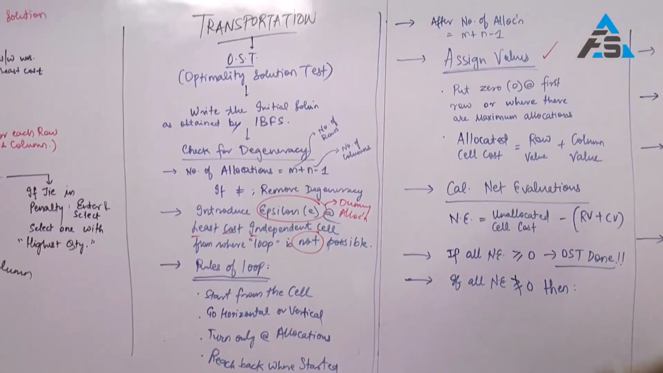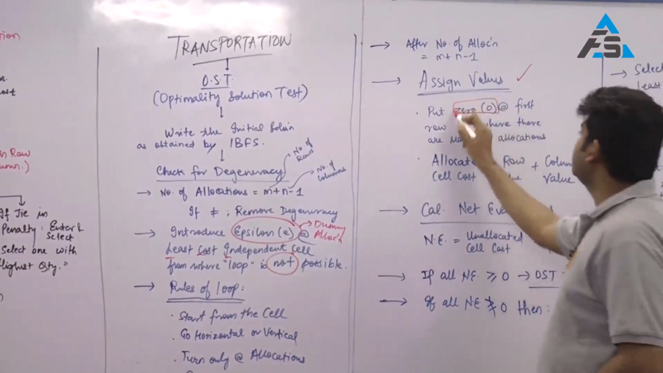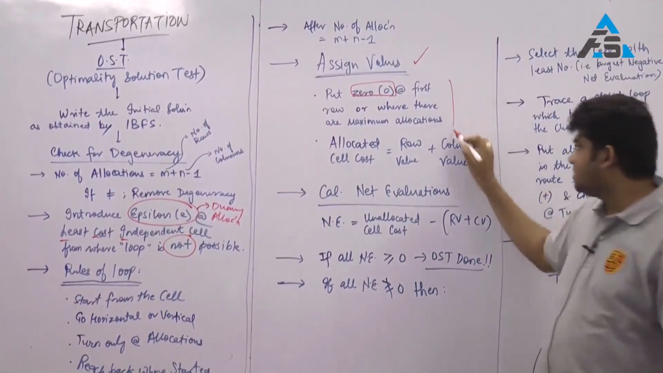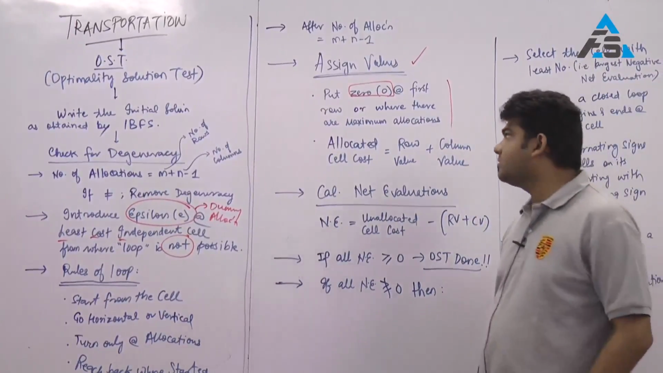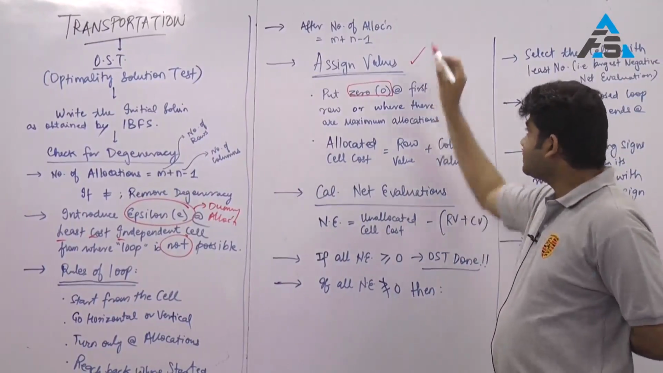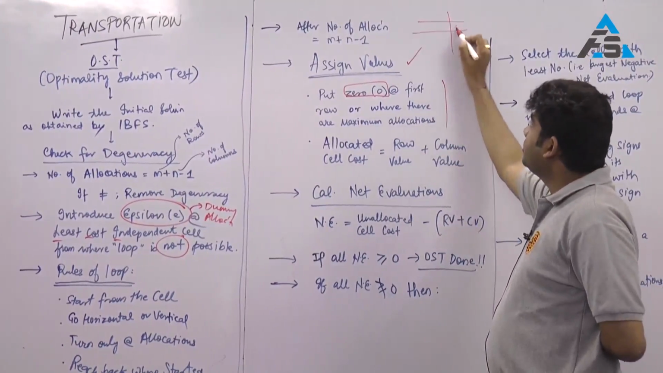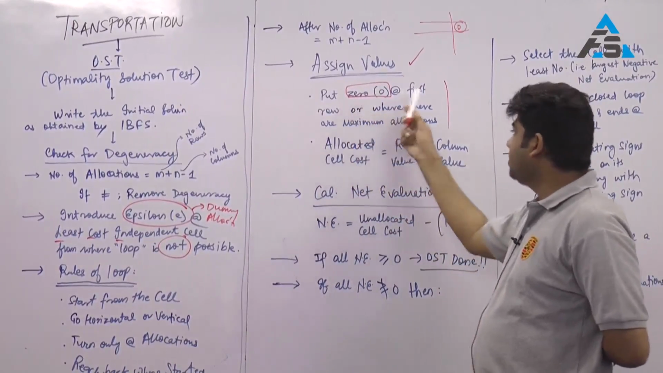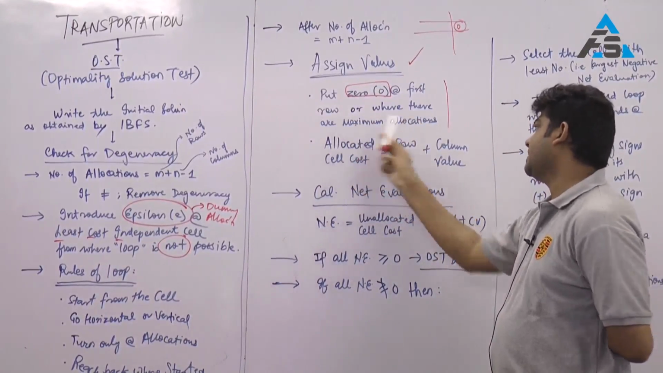How do you assign values? Put 0 at the first row or wherever there are maximum allocations. This is a procedure where you can choose either of the two, not a problem. So there will be a matrix, put a 0 in the first row and then start. Put 0 at the first row or where there are maximum allocations.